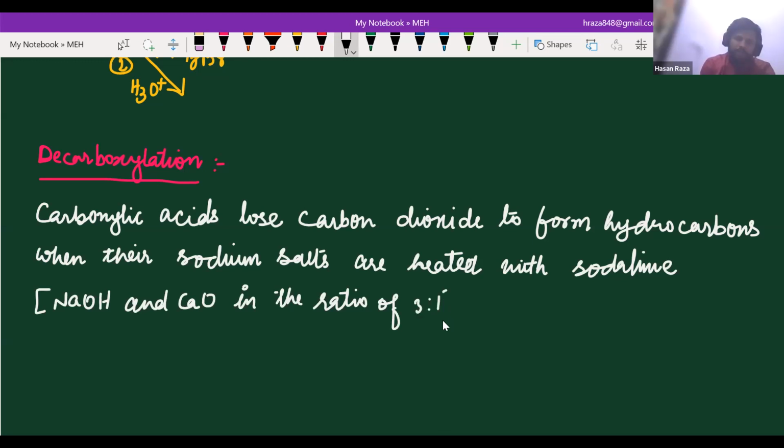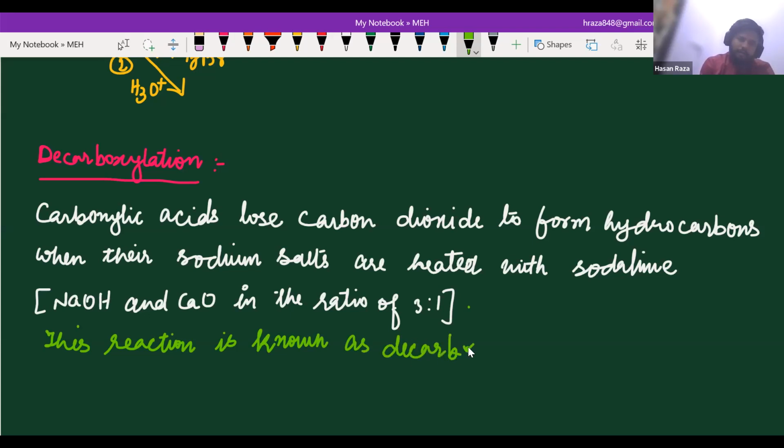So when NaOH and CaO combine in the ratio 3:1, the mixture of sodium hydroxide and calcium oxide is called soda lime. So basically what happens after adding this, there will be elimination of CO2 to form hydrocarbons, and this reaction is known as decarboxylation.